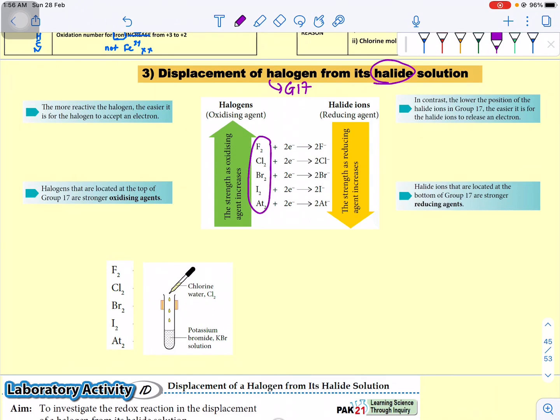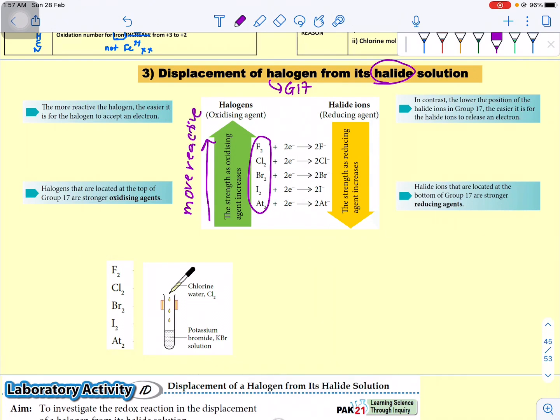So what is the halide? Halide is the ions: fluoride, chloride, bromide, iodide and astatide. So for halogen, as we know, fluorine is more reactive than the other halogen. So when we go up, it is more reactive. This is the more reactive halogen.